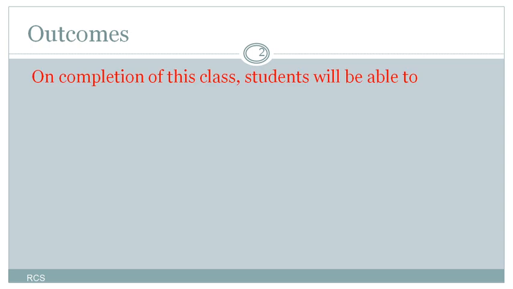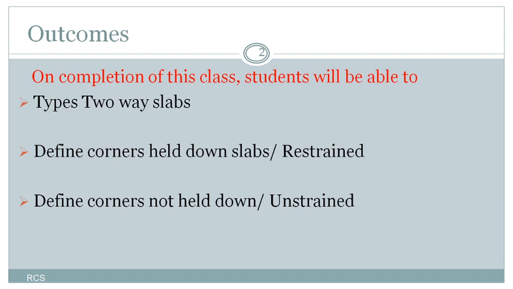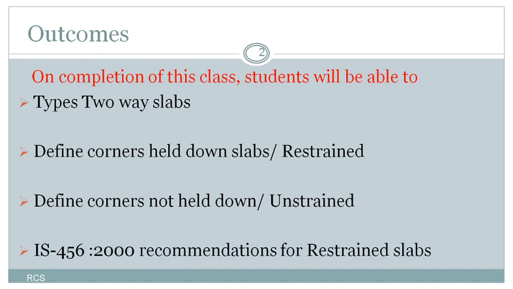Upon completion of this lecture, you will be able to know what the different types of two-way slabs are, and what the definition of corners held down slabs is, or we can call it a restrained slab. And you should know what the definition of corners not held down is, and the other name for this is unrestrained slabs. And finally, you will be able to know what recommendations IS 456-2000 has given for the design of restrained slabs. Right?